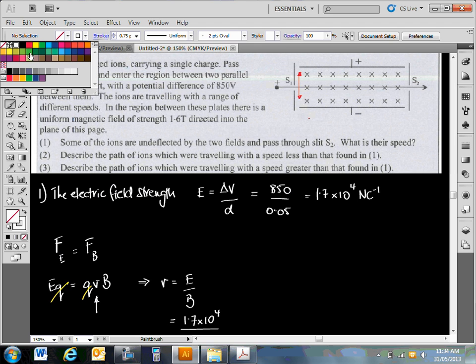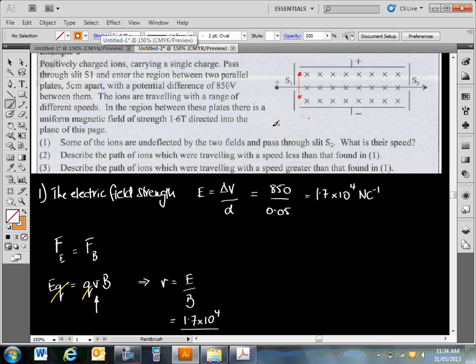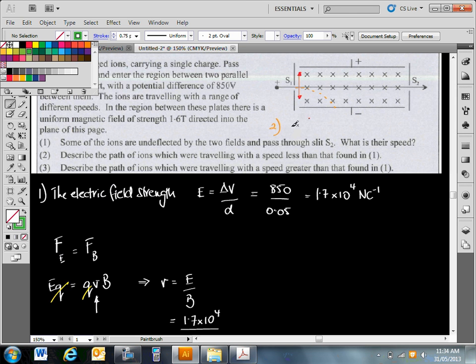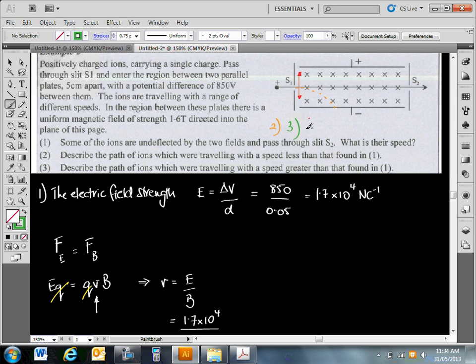So I'll actually write part 2 up here in orange. 2 looks like this. We'll have this situation occurring, okay? Because the electric force results. Describe the path of the ions which are travelling at a speed greater than that found in 1. Well, then we're going to see, 3, the magnetic force increase, therefore wins over the electric force, and we'll see that sort of path.